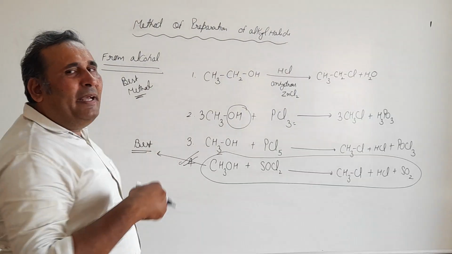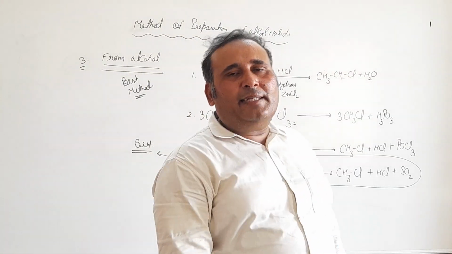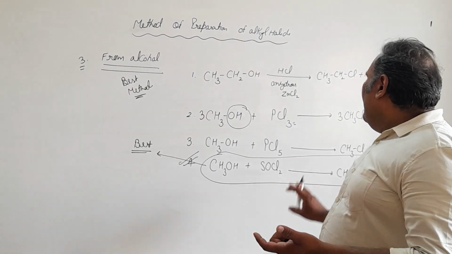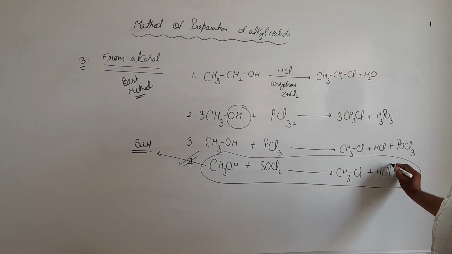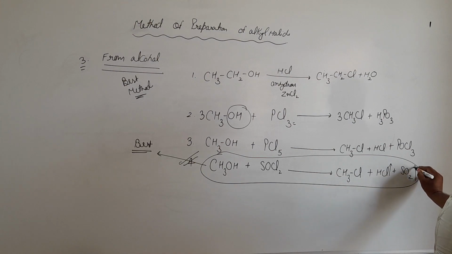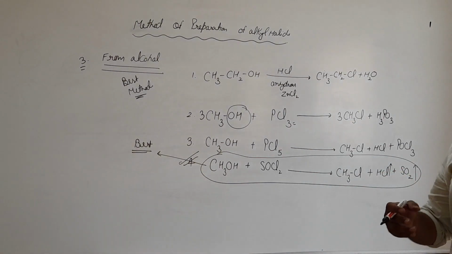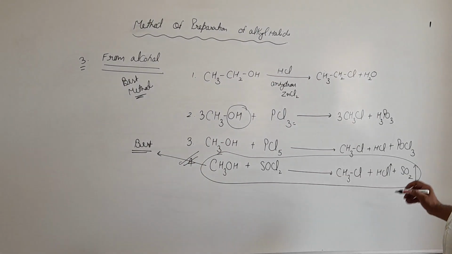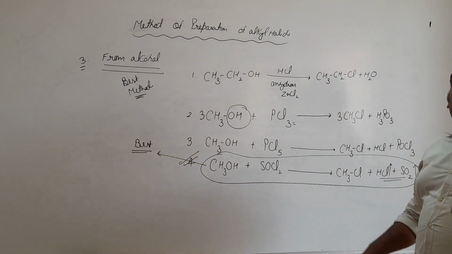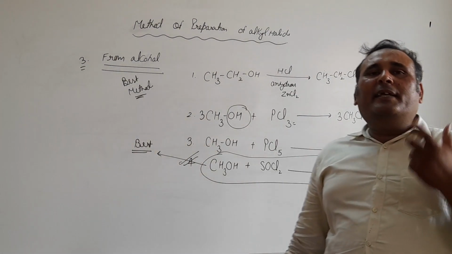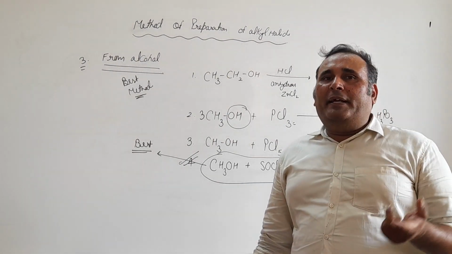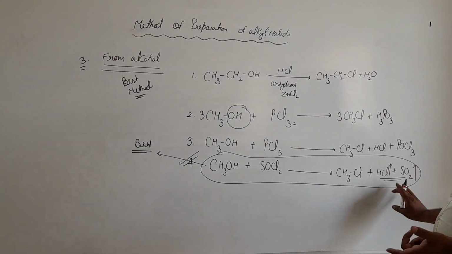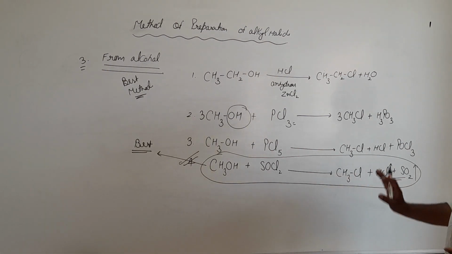Why is this method considered the best method? Because in this method, our byproducts are HCl, which is a gas, and SO2, which is also a gas. So our byproducts are gaseous, and they can be easily removed. We do not need to apply any special separating techniques to separate these byproducts from our major product.